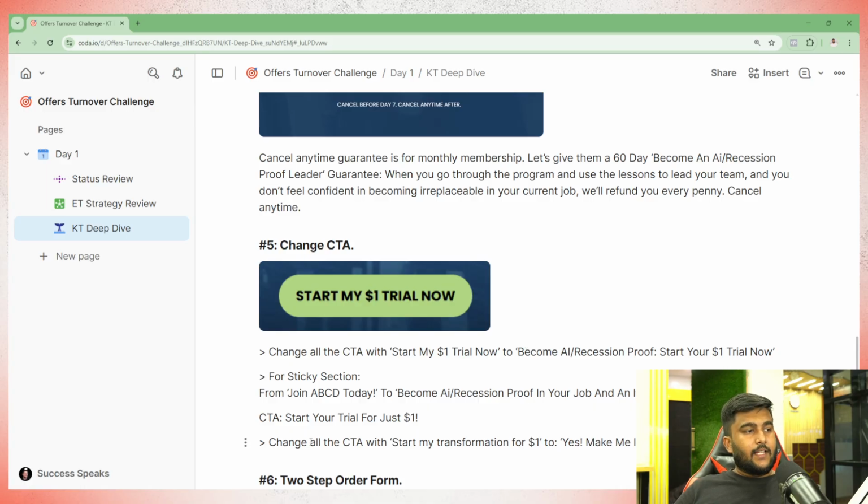Okay, then the final CTA was to change "Start my transformation for $1" to "Yes, make me irreplaceable, start my $1 trial." You see how different it feels and how desirable it feels for me to click on that so that I can become irreplaceable. You see, that's the psychology behind writing the right CTA text.